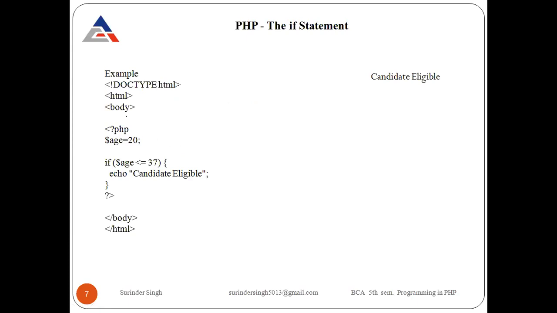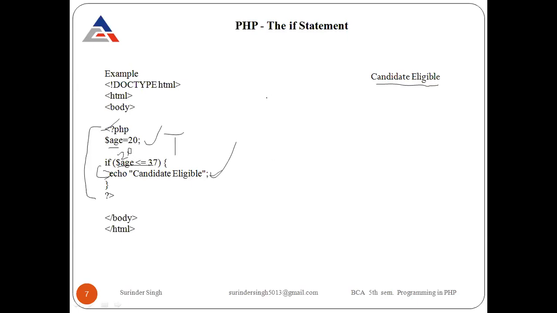Here is the example of the if statement. We have PHP tags, and a variable age having the value 20. In the if we are writing: if age is less than or equal to 37, then we will print candidate eligible, otherwise not. Clear? Now age has the value 20, and we are checking if age is less than or equal to 37. The age variable has value 20, so the condition is true, it returns true, and control enters the if block.